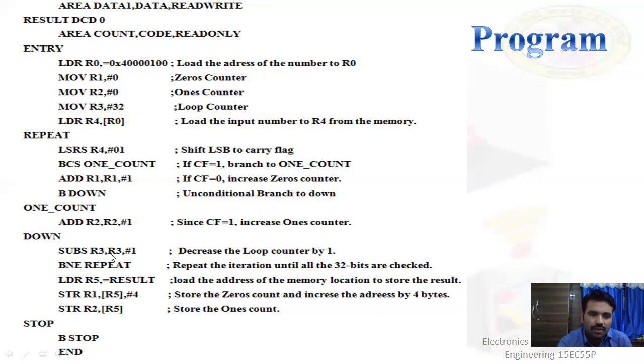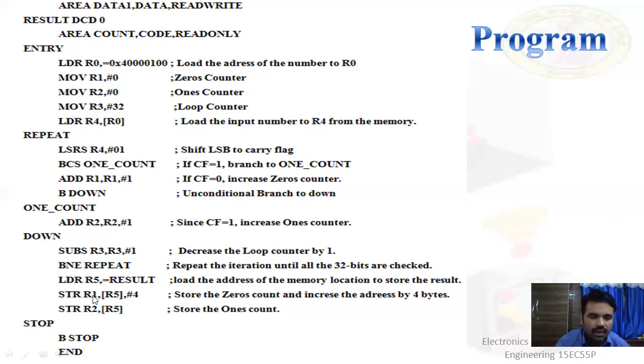When the loop counter becomes 0, the zero flag will be 1. So BNE will not take the control to the repeat. Then we come to the storing the result section. The memory location where the result has to be stored will be moved to R5 now. Now, using the storing instruction, the zeros counter and ones counter values will be moved to the memory location. Here the effective address is the R5 contents.